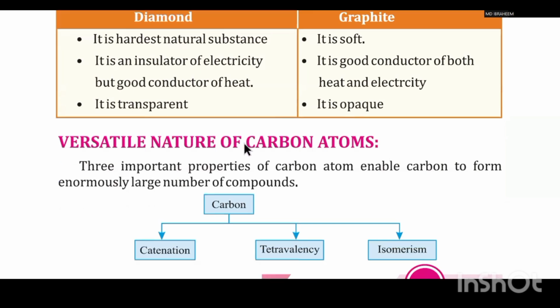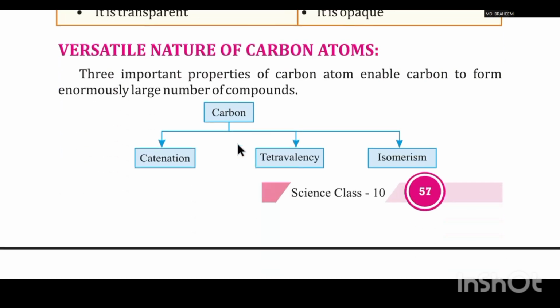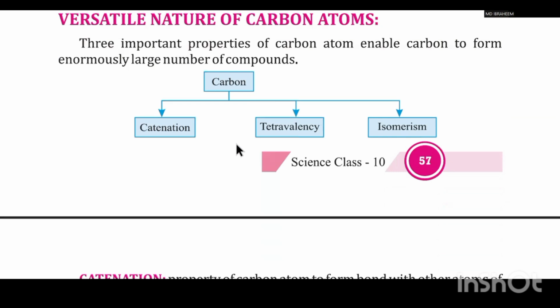Okay. Now, moving to the next point that I promised we will discuss: why carbon is the most versatile element in the world. Okay. Versatile nature of carbon atom. Let's start. The 3 important properties of the carbon atom enable carbon to form a large number of compounds. The first one is catenation. If you know the definition of catenation, please write in the comment section. The second one is tetravalency, having 4 valency. And the third one is isomerism.